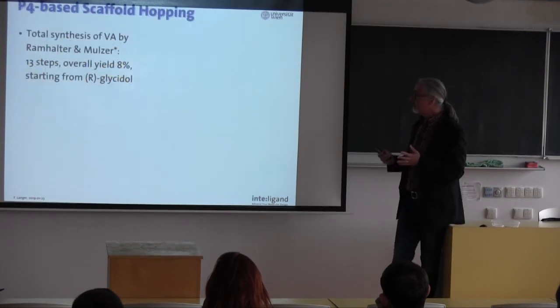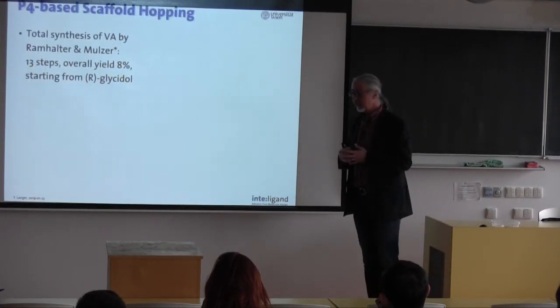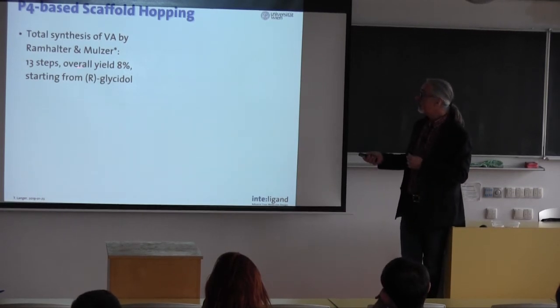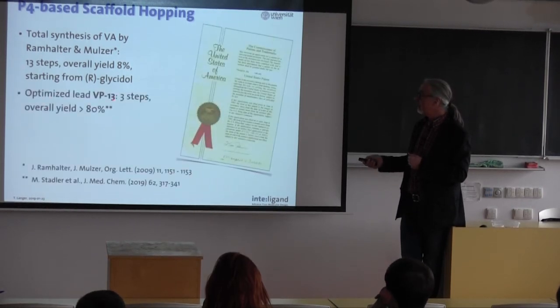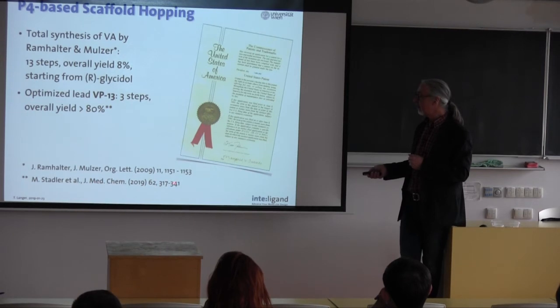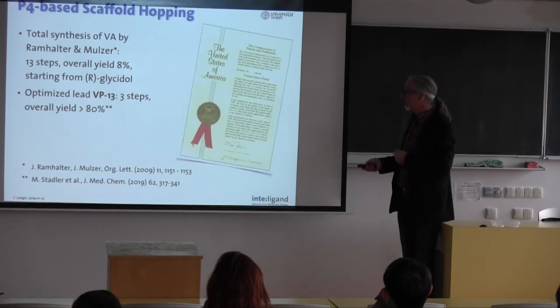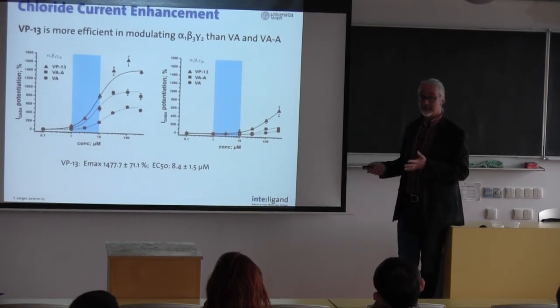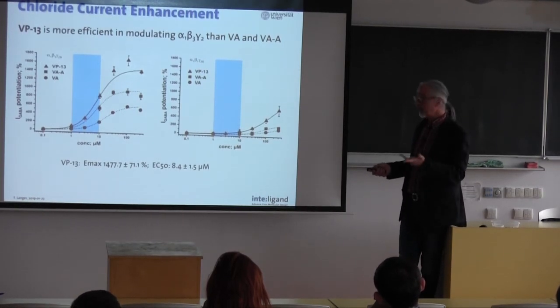So we have a pretty good idea about the interactions, and so we did some design and synthesis, and when you compare the overall yield of the valerianic acid, 13 steps, we found compounds in 2 to 3 steps with an overall yield of 80%. We patented this and it was just published early this year. And the interesting result is that they are way better, smaller, simpler, and better than valerianic acid.